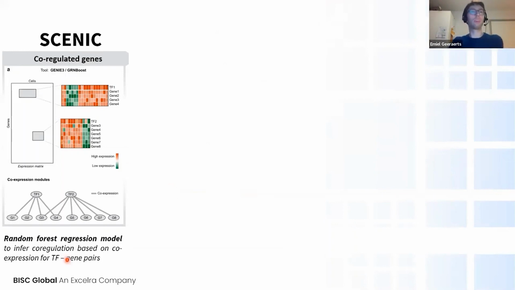To do this, it uses a random forest regression model, so a machine learning model, to infer co-regulation between transcription factors and expressed genes. So it takes in your count matrix, so your cells and your genes, and it looks for gene modules, so genes that are co-expressed and are significantly associated with a specific transcription factor. So this first step creates or investigates correlation, co-expression.